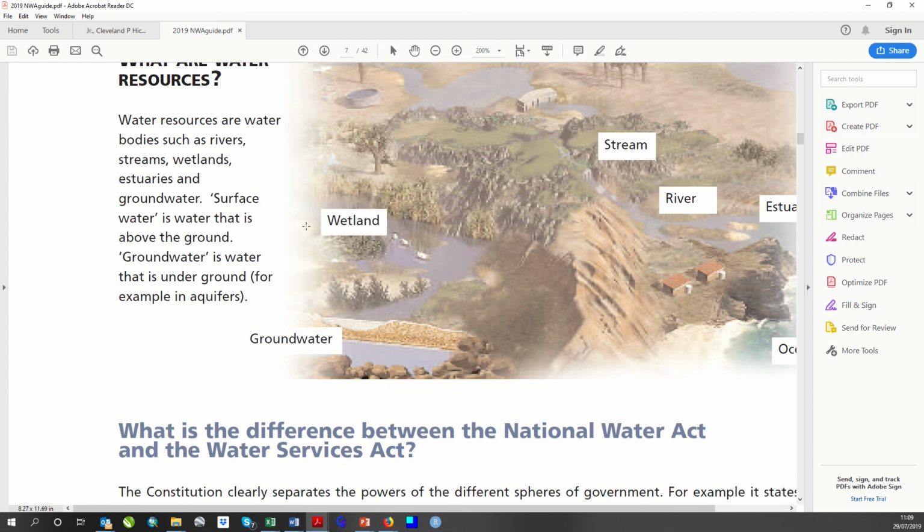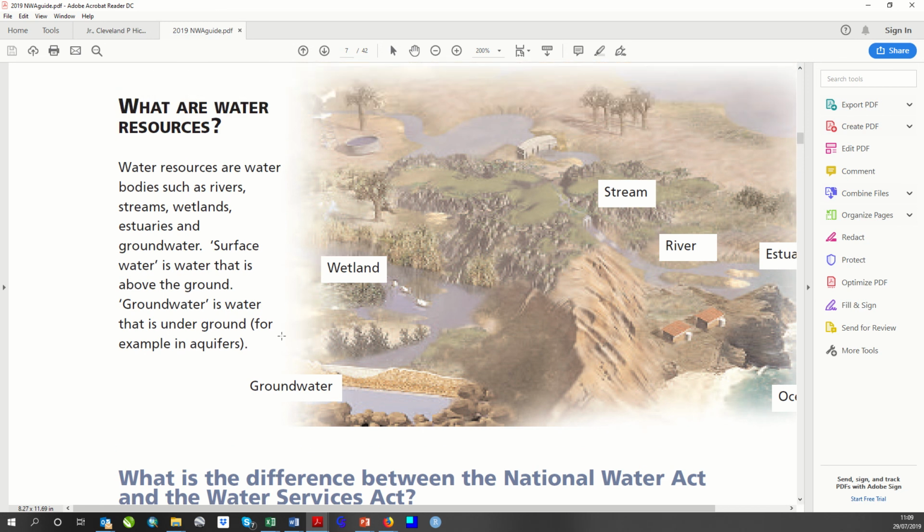Okay. We're going to talk about this. What do we talk about when we look at different types of water resources in South Africa?